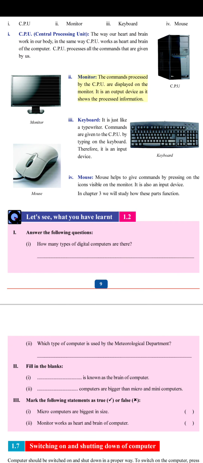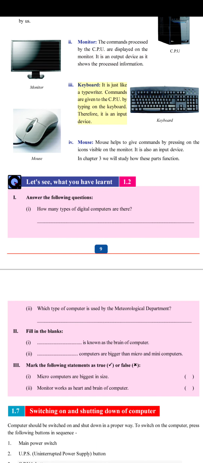Monitor. The commands processed by the CPU are displayed on the monitor. It is an output device as it shows the processed information. Keyboard. It is just like a typewriter. Commands are given to the CPU by typing on the keyboard. Therefore, it is an input device.